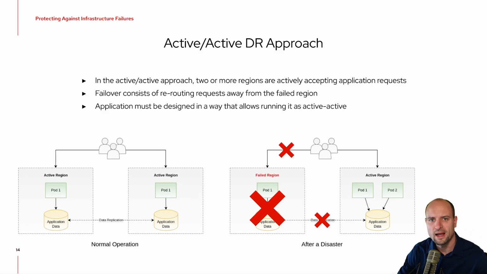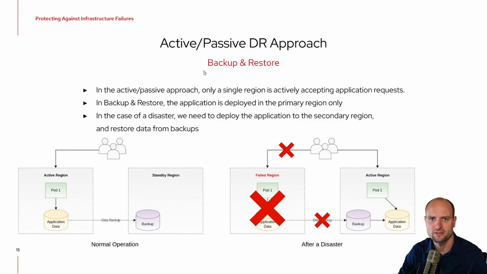The problem with the active-active approach is that the application needs to be pretty much designed to be able to run as active-active in multiple regions. If you are creating a disaster recovery strategy for existing applications, the chances are that those applications won't be able to run as active-active, and you will need to choose one of the active-passive approaches.